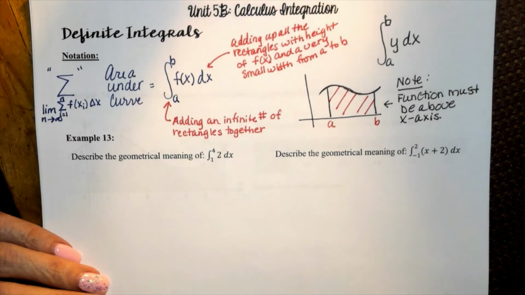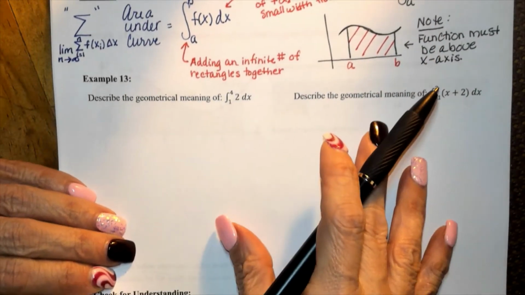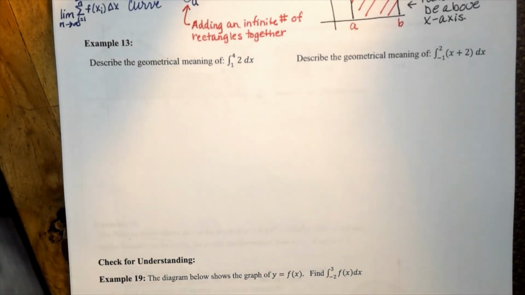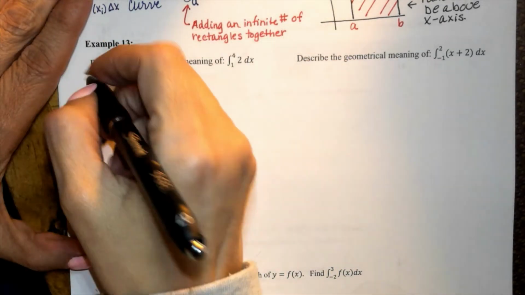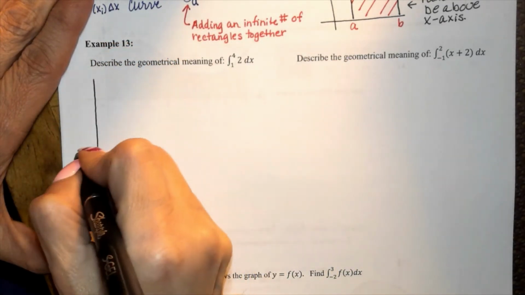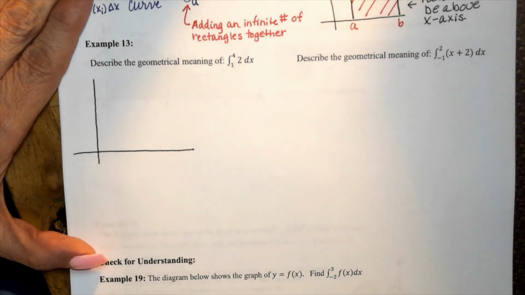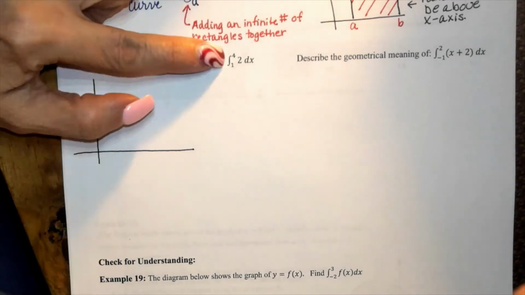Okay, so let's actually do some of these. Now that you kind of know what the notation's going to look like, let's take a look at this. All right, describe the geometrical meaning of the integral from 1 to 4 of 2 dx. All right, so let's graph it. All of these, almost the first thing I would tell you is draw it. When we were doing stationary and optimization, draw it, draw it, draw it.